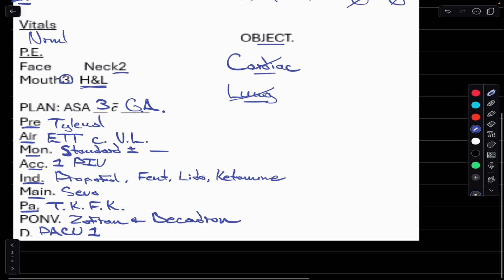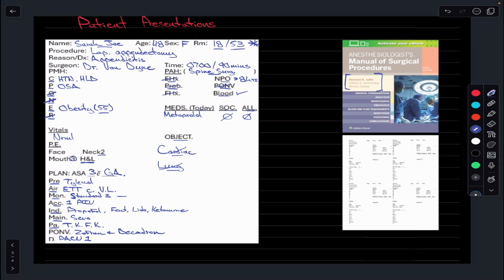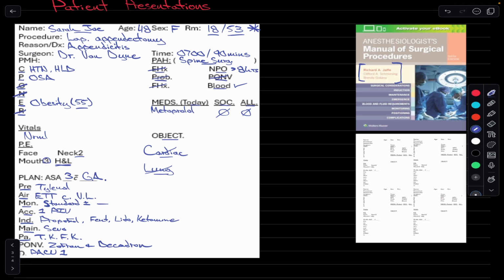We can give her Tylenol pre-op. We'll manage her airway with an endotracheal tube and video laryngoscopy. We'll use standard monitors alone, obtain venous access with one peripheral IV. We'll induce her with propofol, fentanyl, lidocaine, ketamine. We'll maintain her anesthesia with sevoflurane. Post-op, we can manage her pain with Tylenol, ketorolac, fentanyl, or ketamine. We'll manage her post-op nausea and vomiting with Zofran and Decadron, and we'll send her to PACU1 following surgery. It makes it a very easy way to present in a fluid manner.